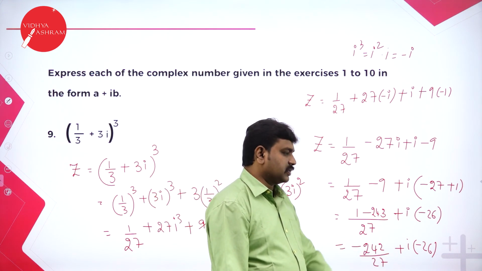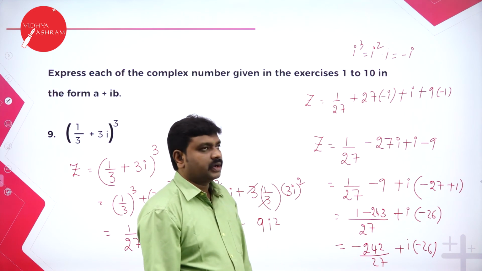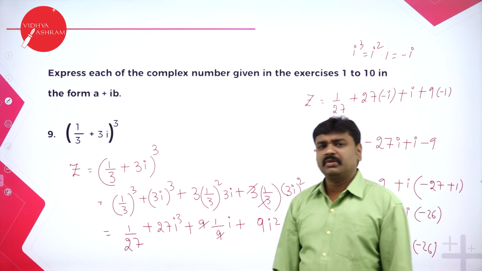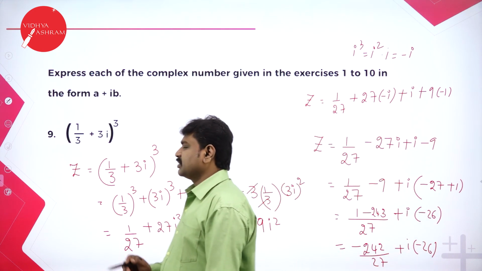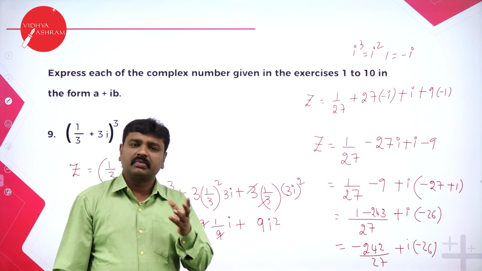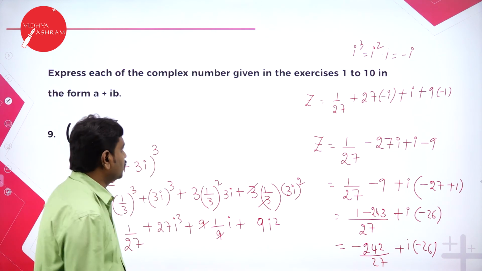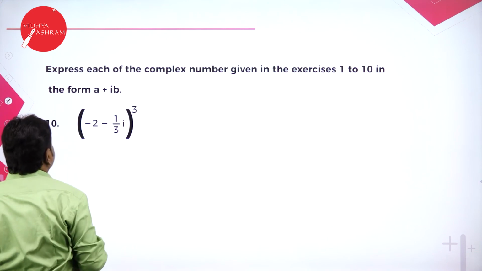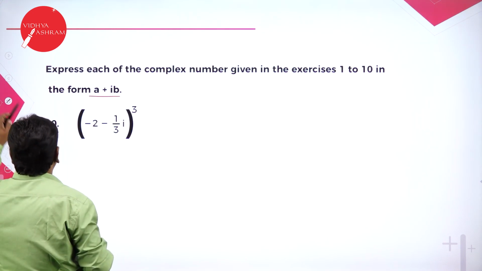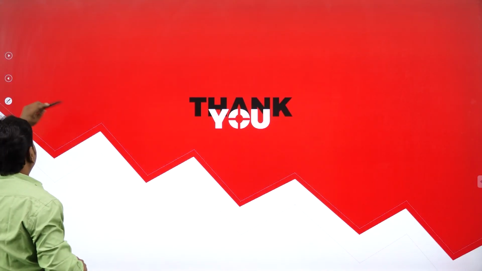2 plus 4, 6, 6 plus 2, 8. No. I hope all of you got it. We use A plus B the whole cube, A cube plus B cube plus 3A square B plus 3AB whole square. And we simplified. I cube value is I square into I. I square is minus 1. Minus 1 into I is minus I. And next we have the same. Apply the same format and get it in A plus IB form is what my hint is.